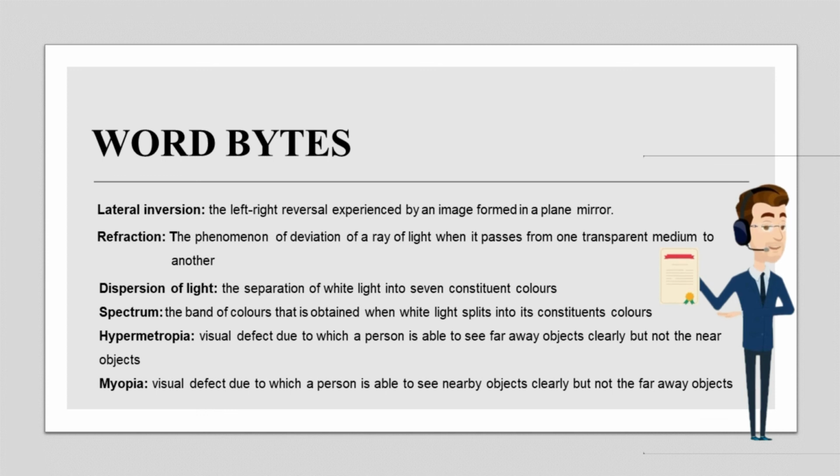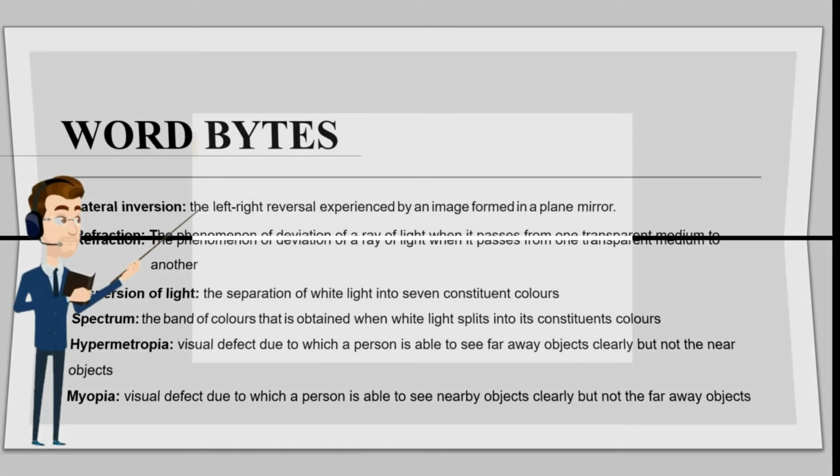Hypermetropia, visual defect due to which a person is able to see far away objects clearly but not the near objects. Myopia, visual defect due to which a person is able to see nearby objects clearly but not the far away objects. Handicap zone.